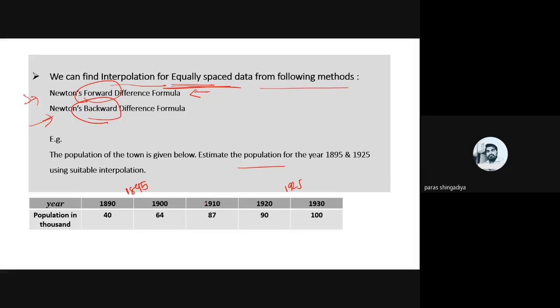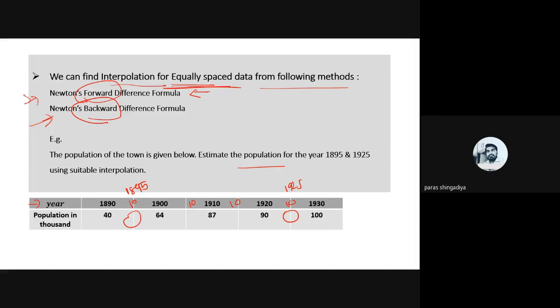So now the data is equally spaced. You can check the argument, the year values 1890, 1900. The difference is 10 here. Here it is also 10. The difference is 10, and here it is also 10. So it is equally spaced data. And now the unknown value: for 1895 you have to find the value here, that is the unknown value. For 1925 you have to find the value here.